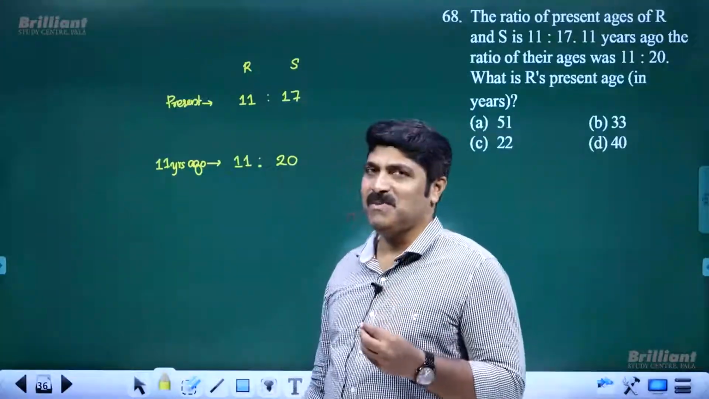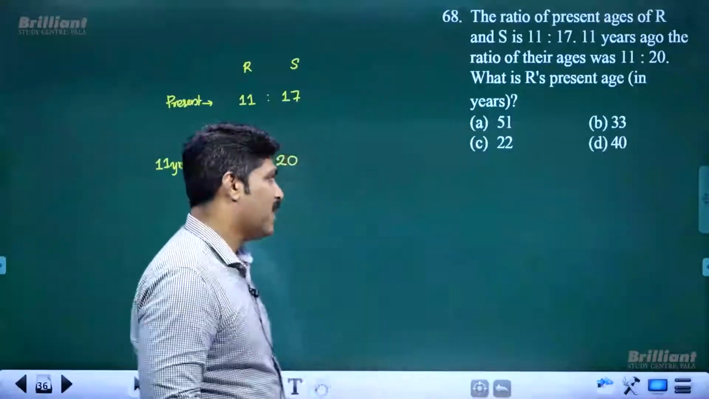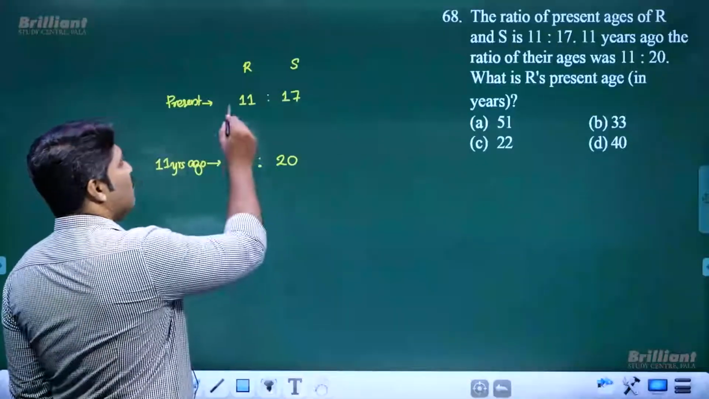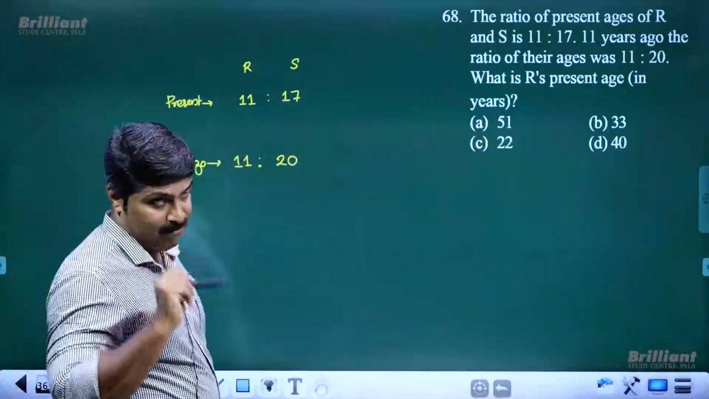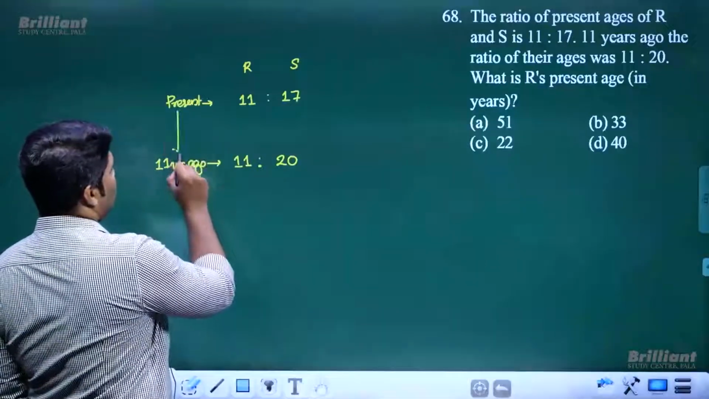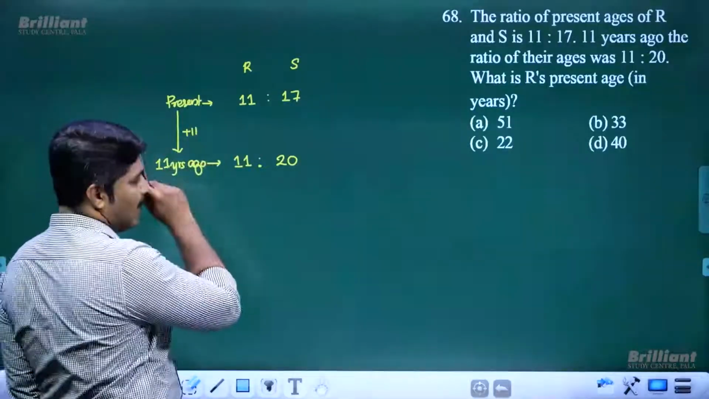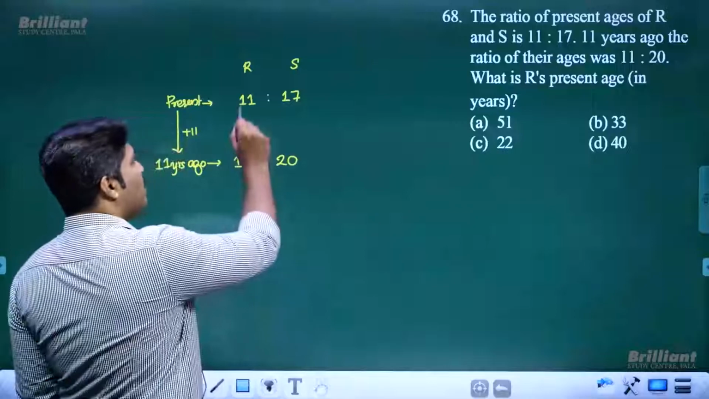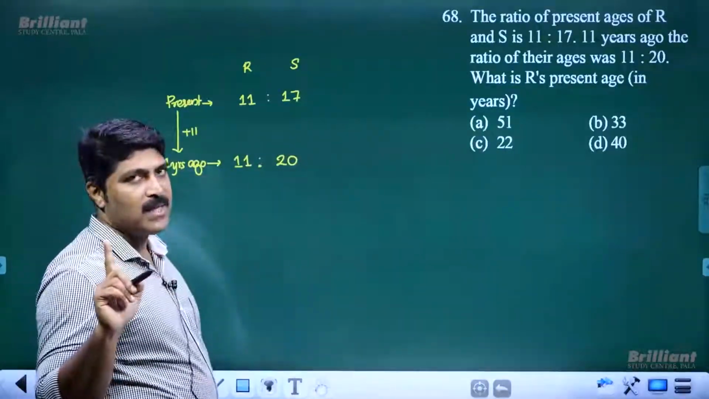So how is it possible? We just need to understand the situation properly. Here, these two differences should be the same, because this difference is nothing but 11 years. But while observing these two values, these two differences are not equal.